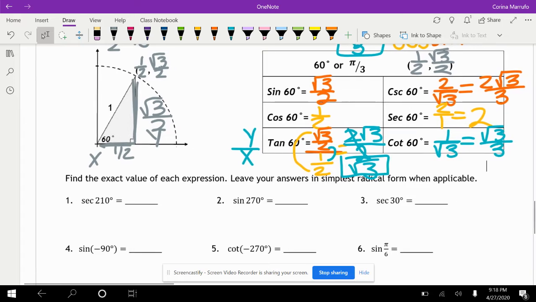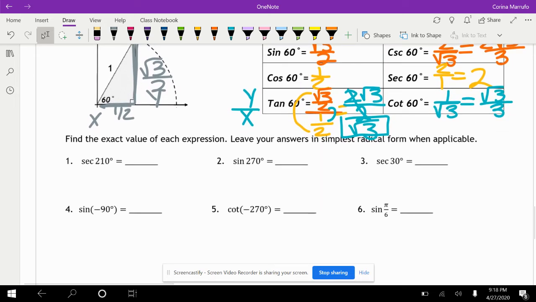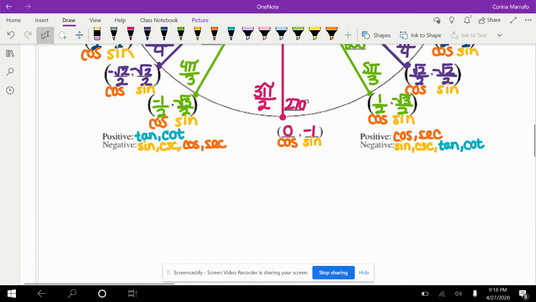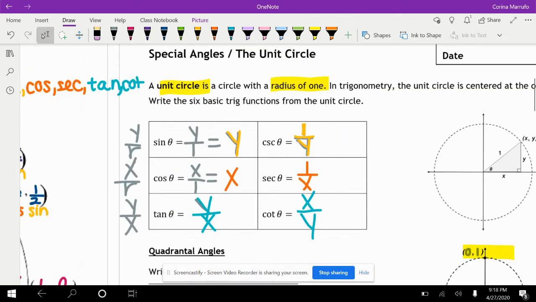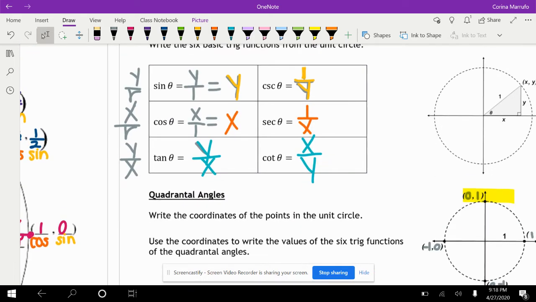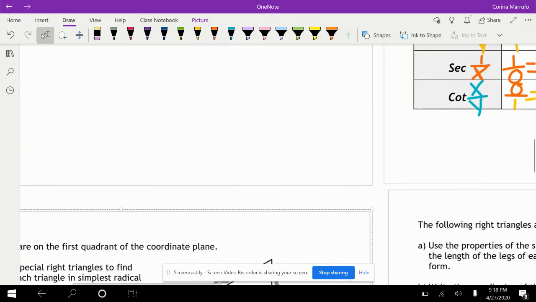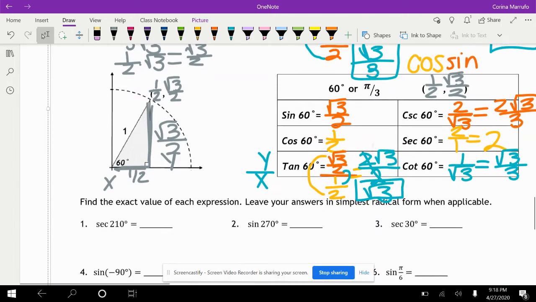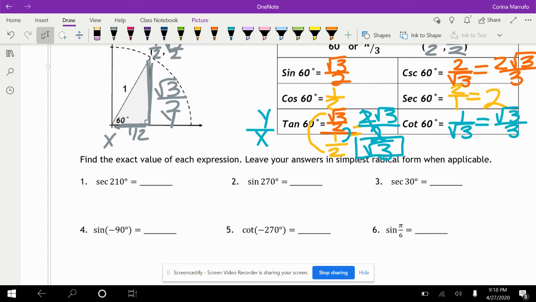So it says, find the exact value of each expression. Leave your answer in simplest radical form when applicable. So we have secant of 210 degrees. You need to remember that secant is the reciprocal of cosine. If you don't remember, you can look up here on your notes. Let's see, we have it up here. Secant is 1 divided by our x value.